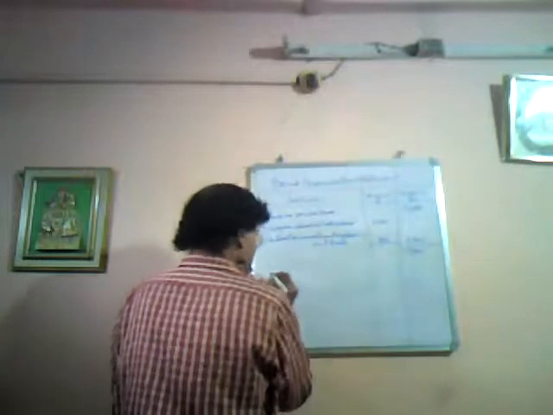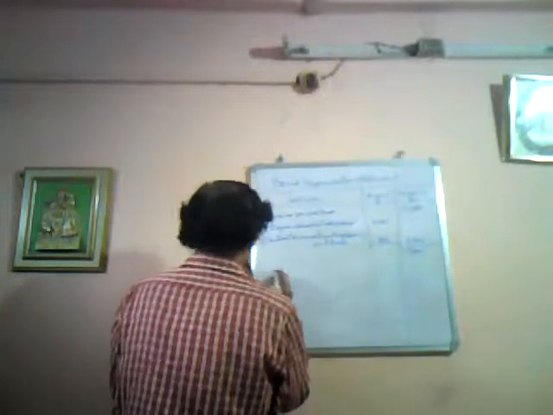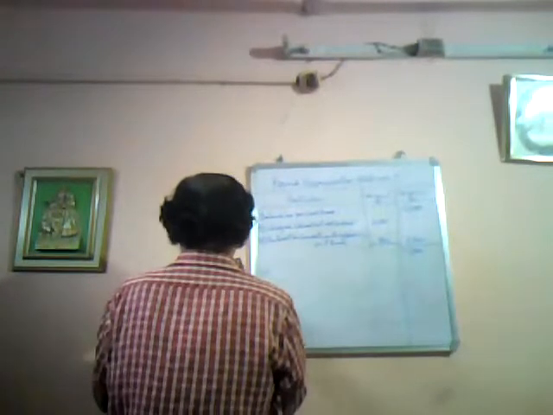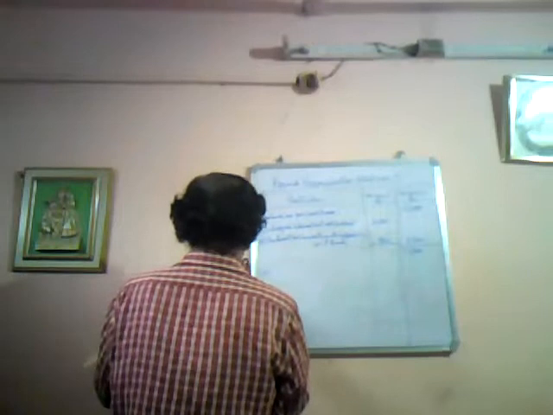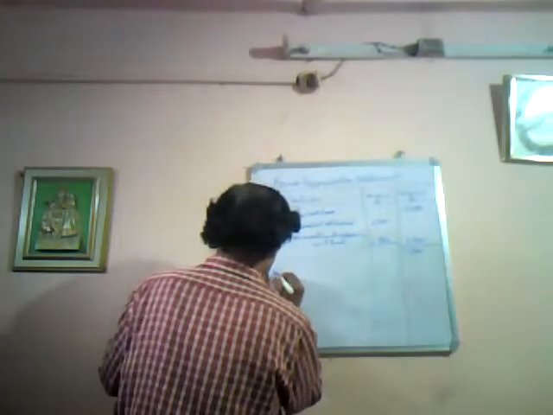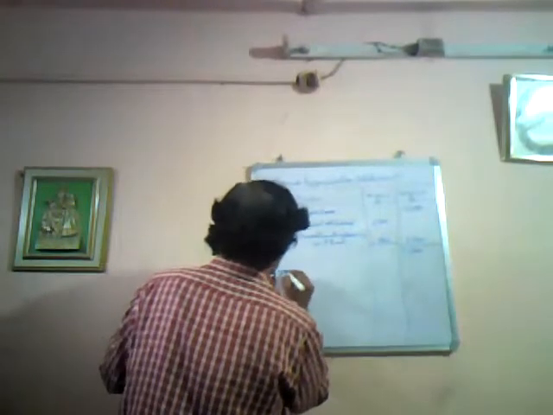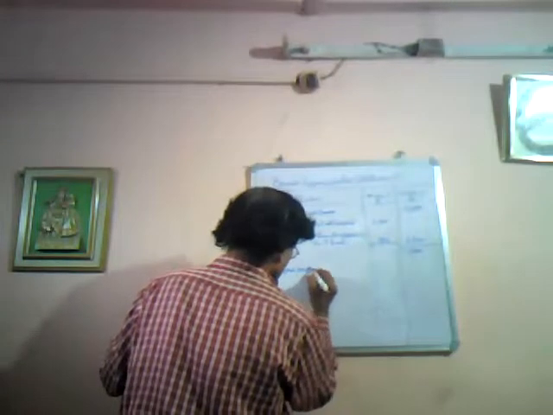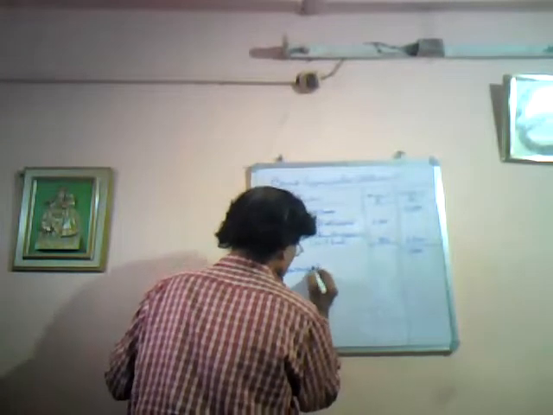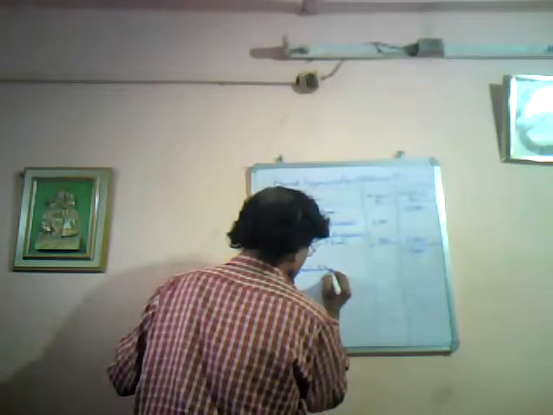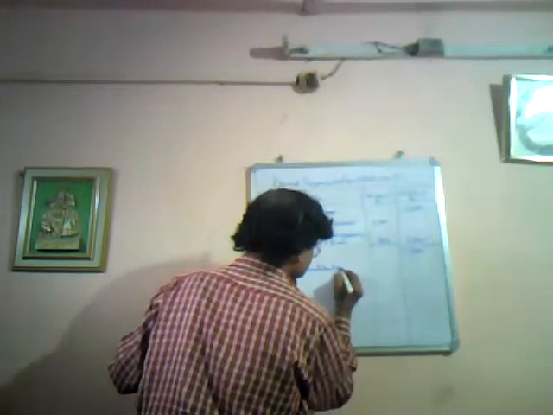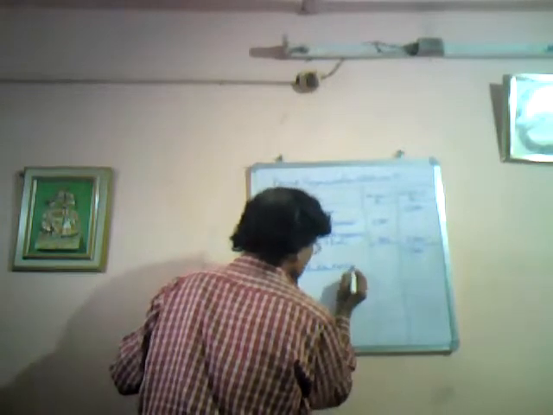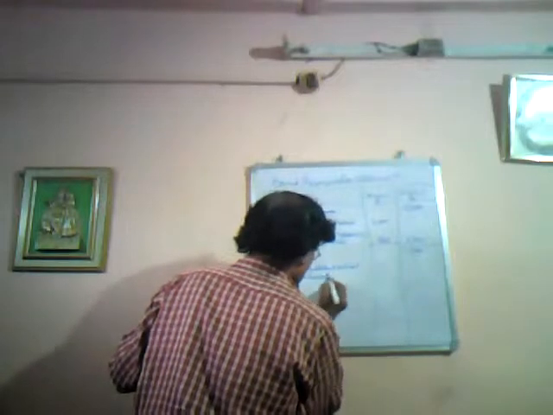Now, from this, we have to subtract the items. First thing is checks paid into bank but not cleared. How much? 2,800.